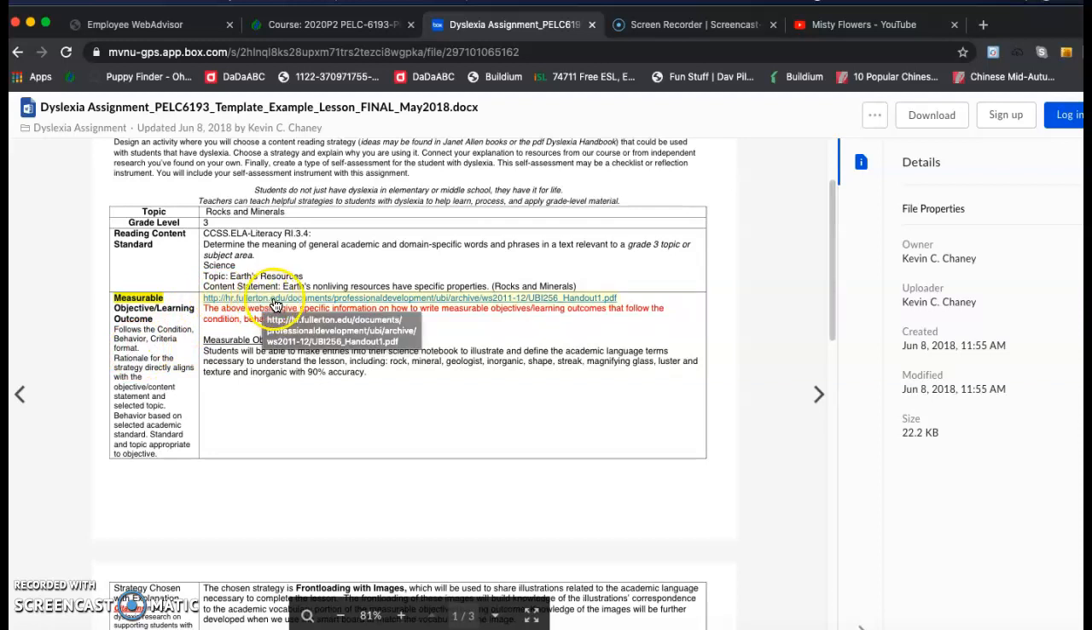This link also gives specific information on how to write measurable objectives that follow the condition, behavior, criteria format. I also have another link that I will be sending you about writing measurable objectives. So they have a literacy content standard and a science content statement.